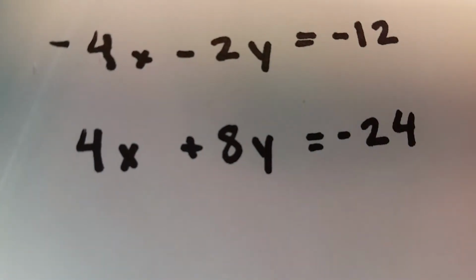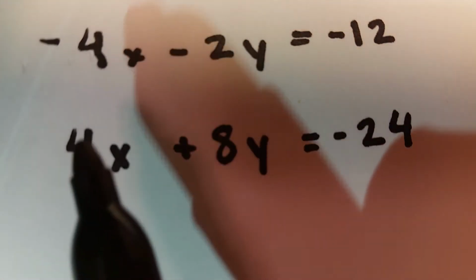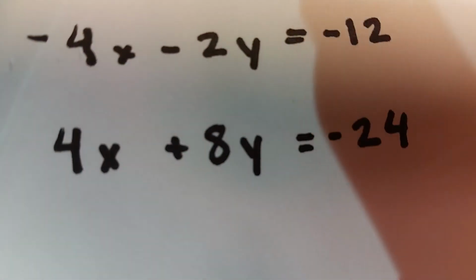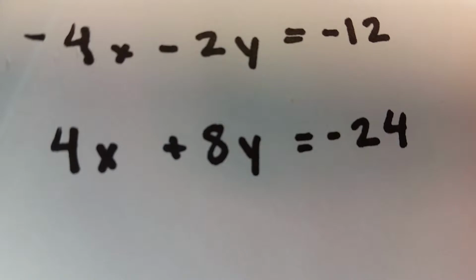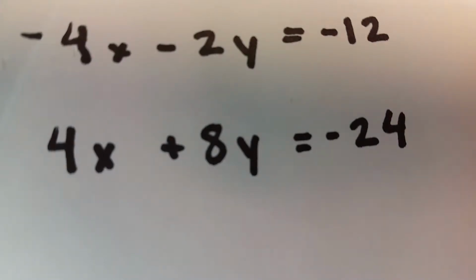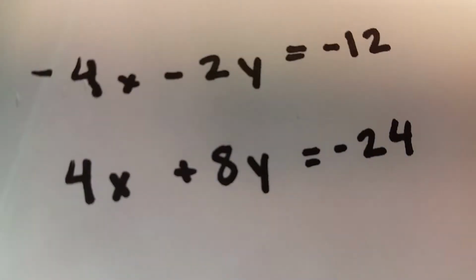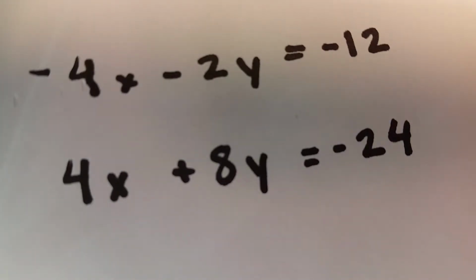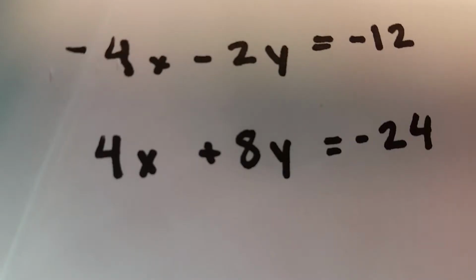So for example, in this equation, as you can see, we have negative 4x and 4x. So that is like if you were subtracting 4x from 4x. Therefore, we are basically eliminating the x's completely, and we are just left with the y's. So let's get started, shall we?